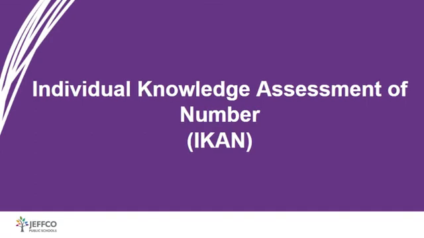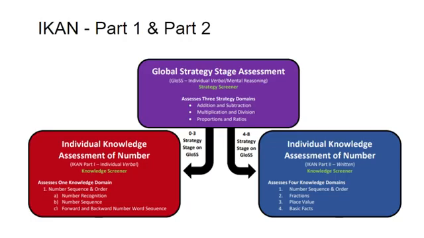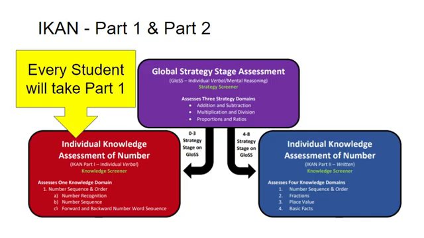In addition to determining a student's strategy stage using the GLOSS assessment, we need to determine what number knowledge the student demonstrates using the IKAN, Individual Knowledge Assessment of Number. The IKAN has two parts. The IKAN Part 1 is an individual interview assessment given verbally. The IKAN Part 2 is a written assessment that can be given in a group setting.